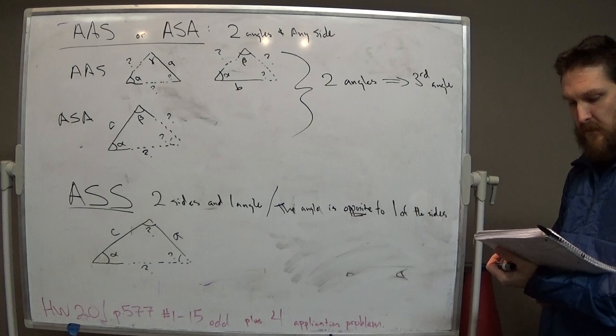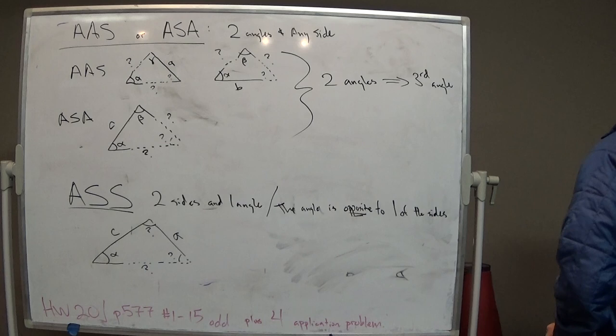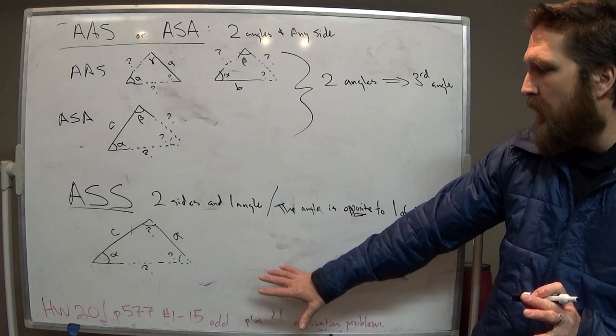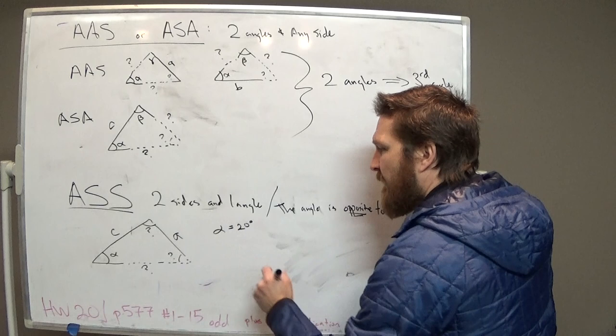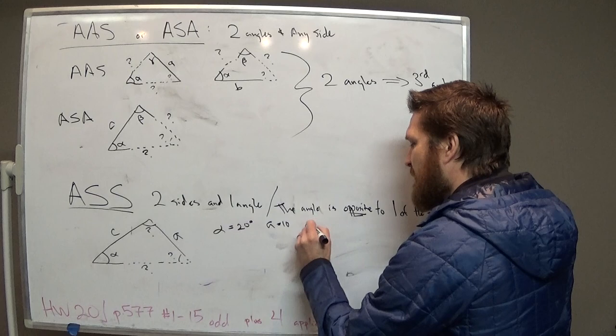So, for instance, I really want to drive this point home. You might think, oh, we're going to set it up like this. But in other words, this is where they gave you angle alpha equals, I don't know, 20 degrees. And then they give you an A equals, say, 10. And then they give you a C equals 5.